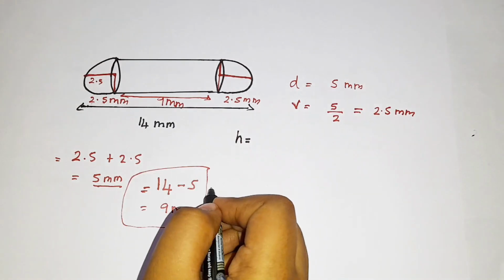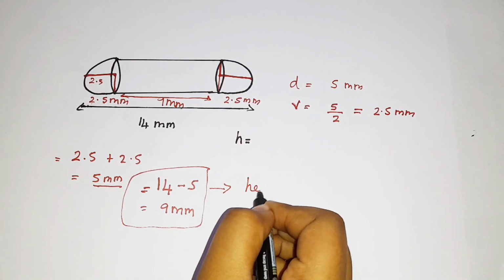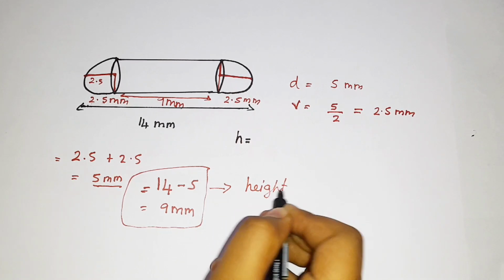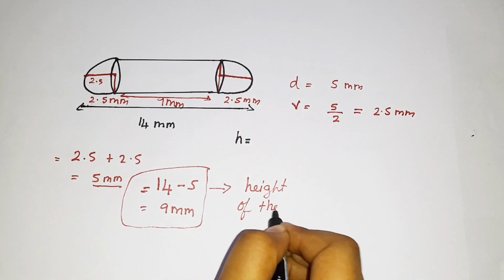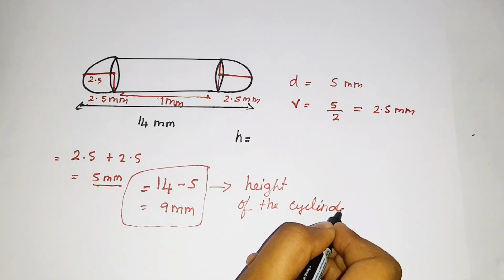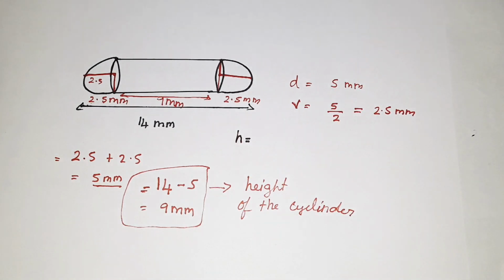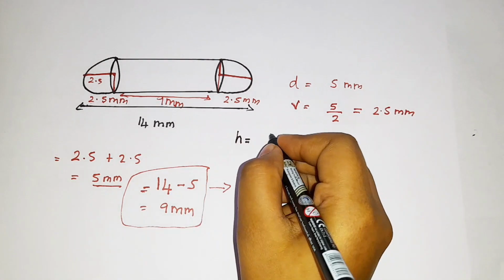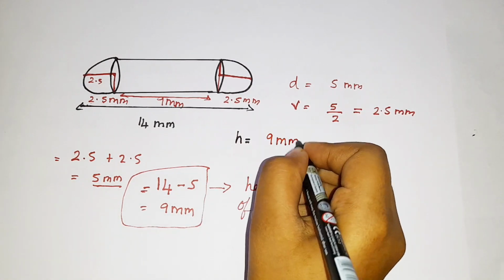So I'll write it here. Height of the cylinder. Okay guys, since we got the height now, let us write it here. So here the height is 9 millimeter.